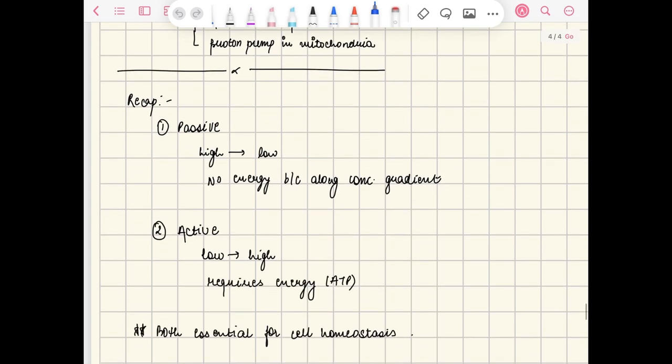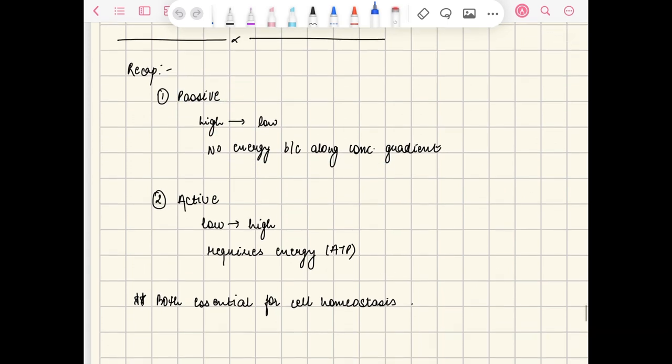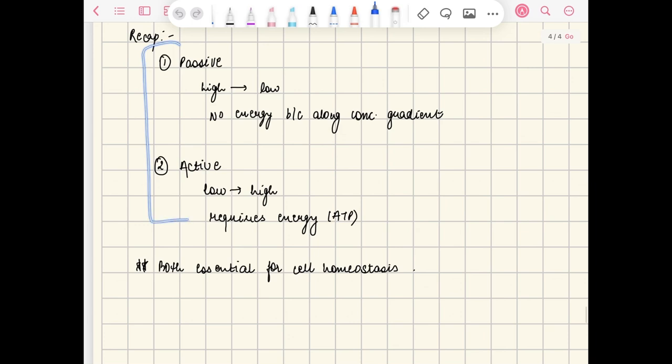Now to recap. Passive: high to low, no energy because it is along the concentration gradient. Three types: diffusion, facilitated diffusion and osmosis. Facilitated diffusion uses carrier proteins. Active: low to high, requires energy because it is going against the concentration gradient. And active is of two types, primary and secondary. Primary will use energy directly, and secondary will use it as co-transport. And both the active and passive processes are essential for homeostasis.